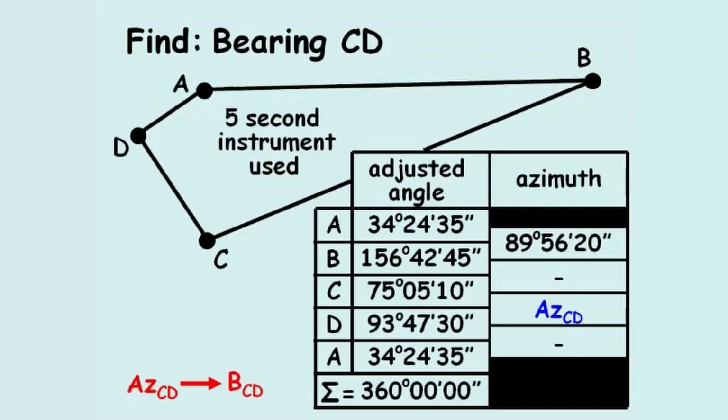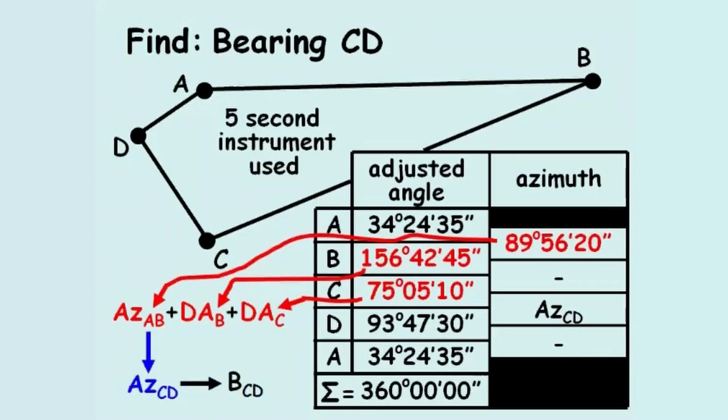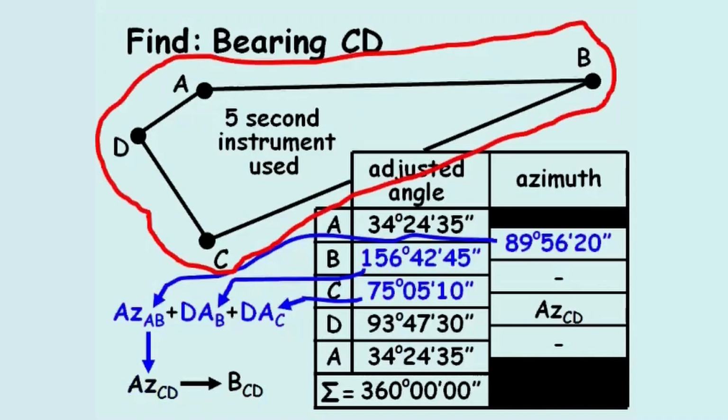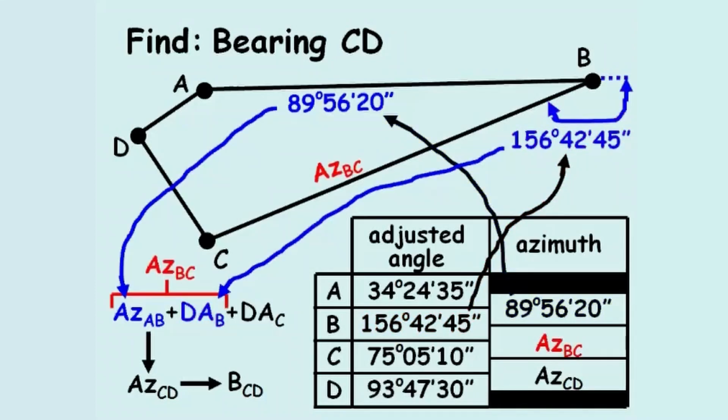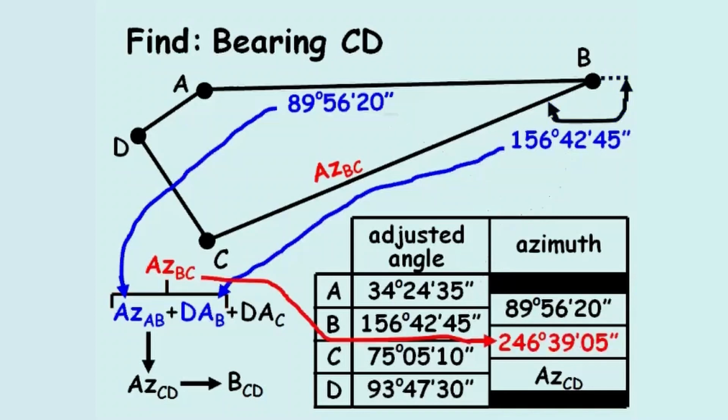We can compute the azimuth of line segment CD by adding the azimuth of line segment AB to the adjusted deflection angles at points B and C. To better explain this calculation, we'll re-examine the traverse. From the problem statement, we know the azimuth of course AB equals 89 degrees, 36 minutes, 20 seconds. We also know the adjusted deflection angle at point B equals 156 degrees, 42 minutes, 45 seconds. The sum of these two values equals the azimuth of course BC, which equals 246 degrees, 39 minutes, 5 seconds.